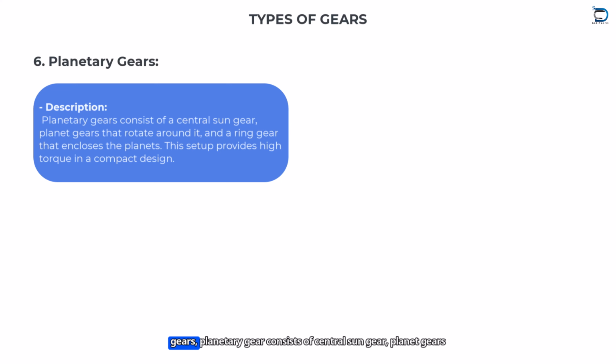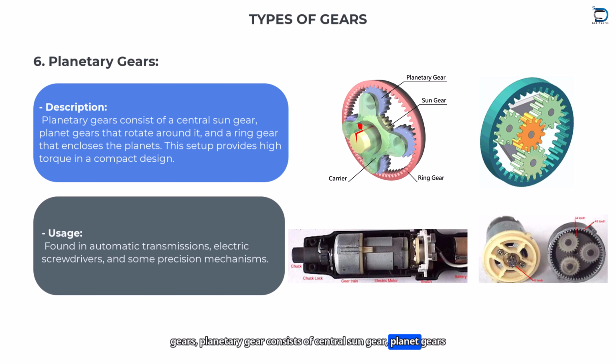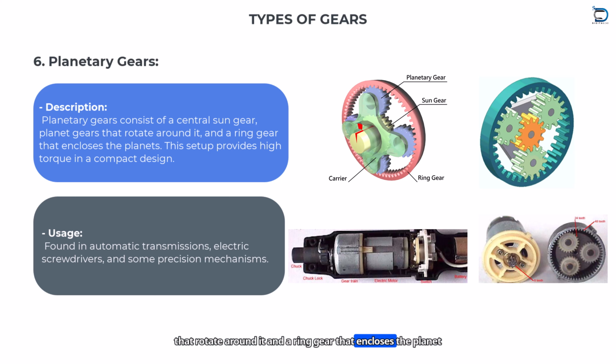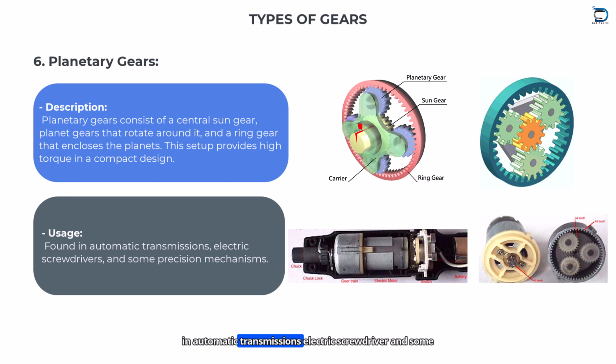Planetary gears. A planetary gear consists of a central sun gear, planet gears that rotate around it, and a ring gear that encloses the planets. This setup provides high torque in a compact design. Uses: found in automatic transmissions, electric screwdrivers, and some precision mechanisms.